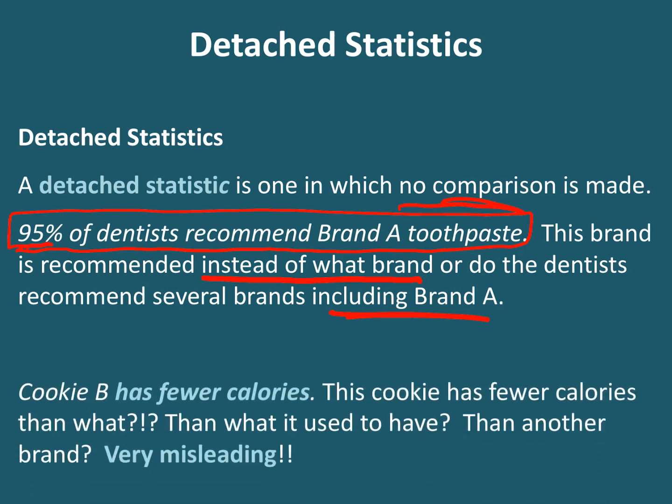Another example, you might see a sentence like this: Cookie B has fewer calories. Well, what does that even mean? It has fewer calories than what? Right? Than what it used to have. Maybe they changed the recipe a little bit. Or than another brand. Very misleading. And there are things like this where you have to be very careful when it comes to statistics. You cannot just look at a statistic and run with it all the time. Sometimes you have to ask those questions.